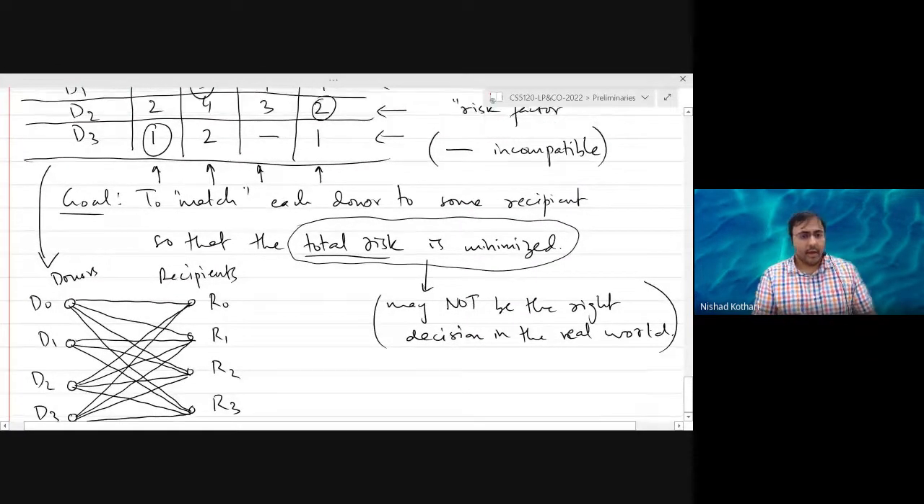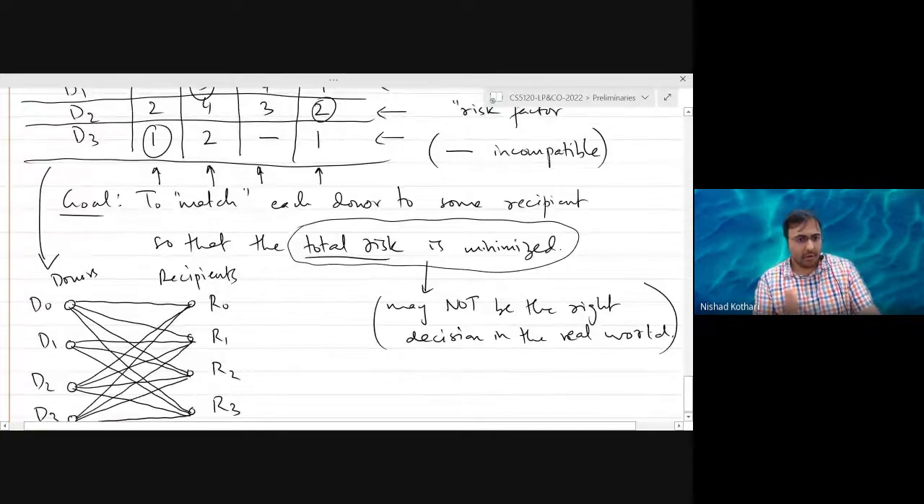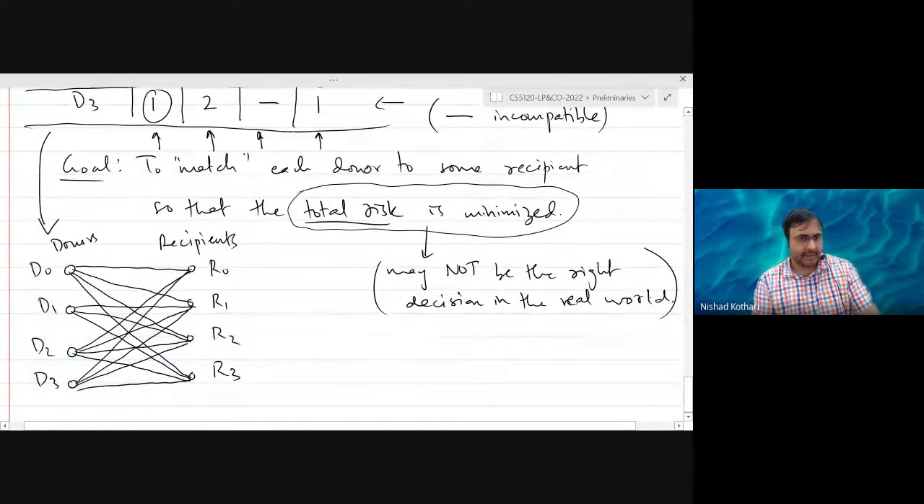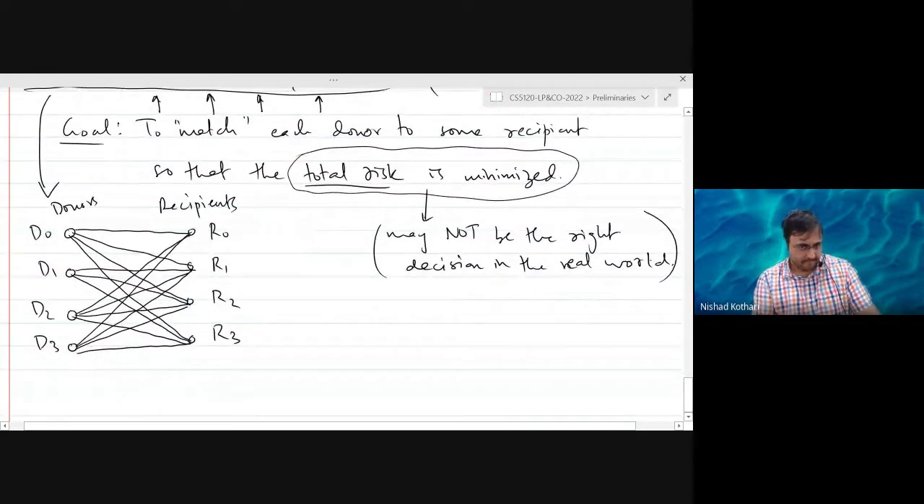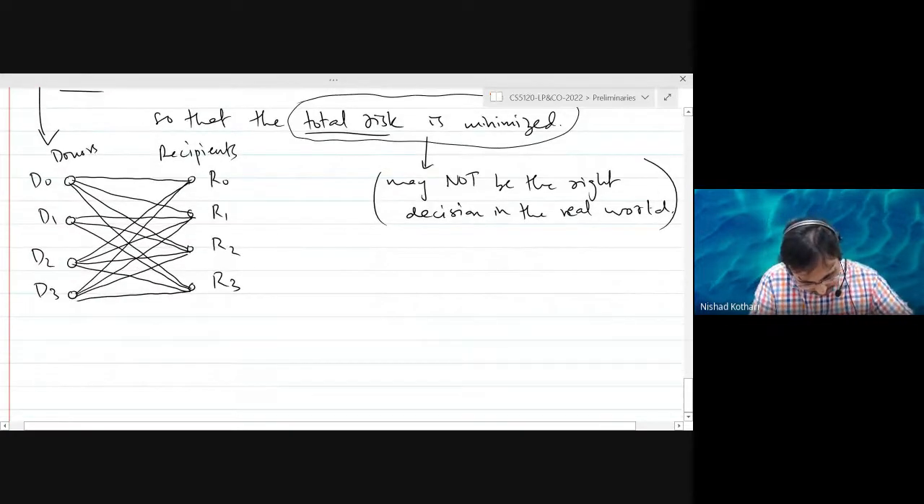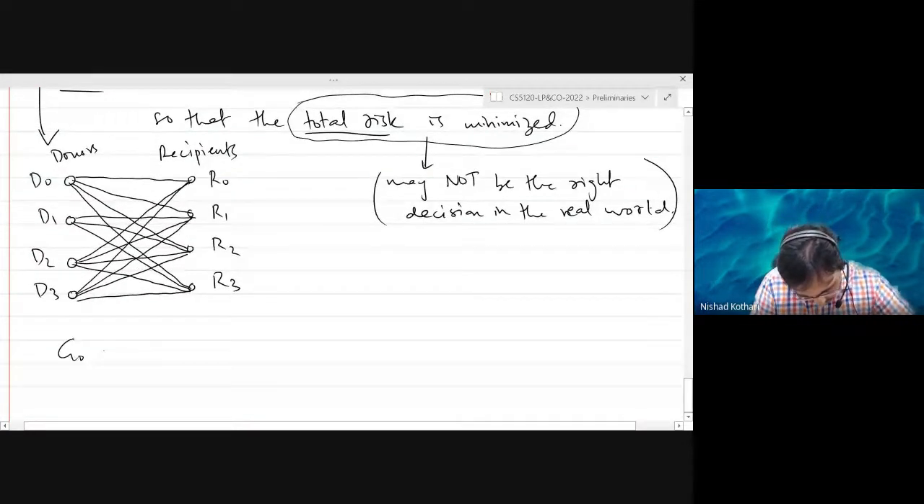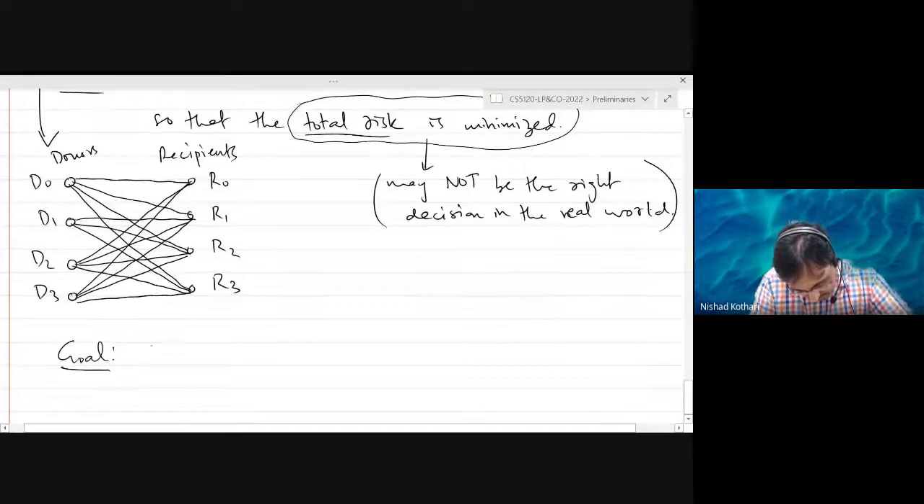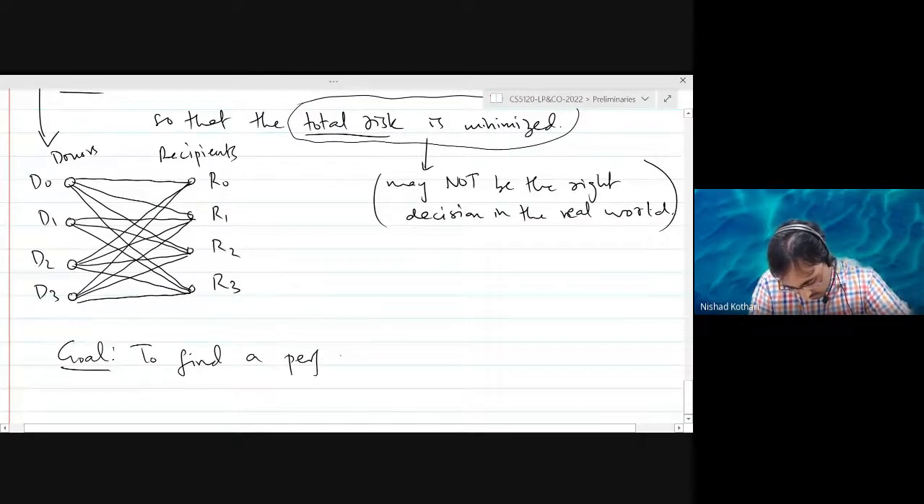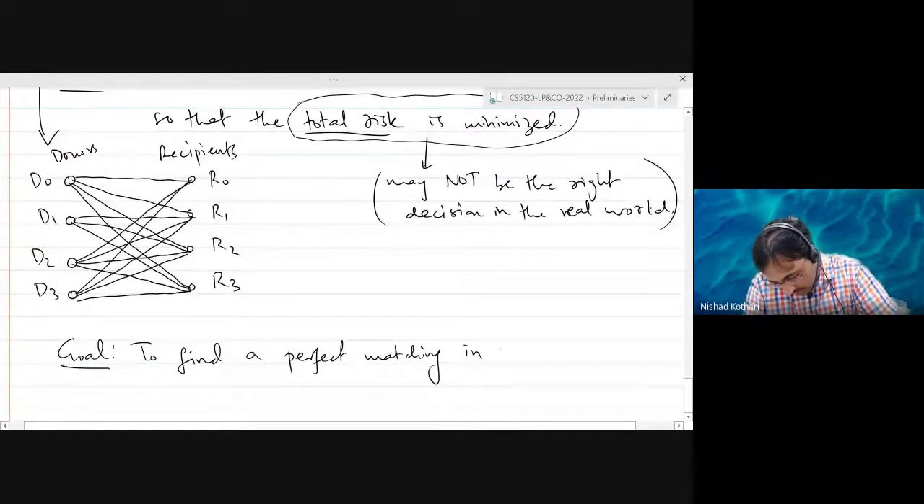Right? And observe that matching all of the donors and all of the recipients simply corresponds to a perfect matching in this graph. Okay? So our goal is to find a perfect matching in this graph.